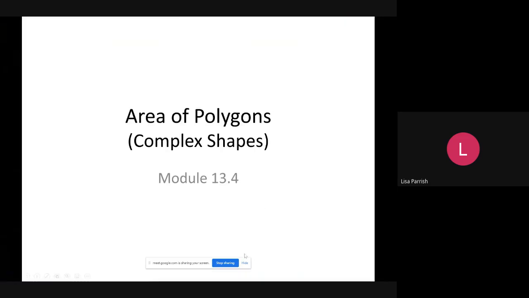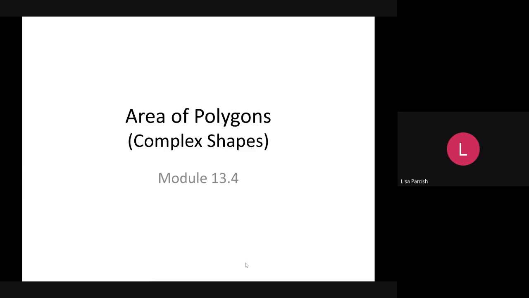I'm going to bring you our lesson today on area of polygons, or in other words, complex shapes. What we've done up until now is we've found the area of just simple shapes: squares, rectangles, triangles, trapezoids, rhombus, things like that. So, what this lesson is going to do is it's going to have what they call a complex shape, which is a shape made of two of those shapes put together.